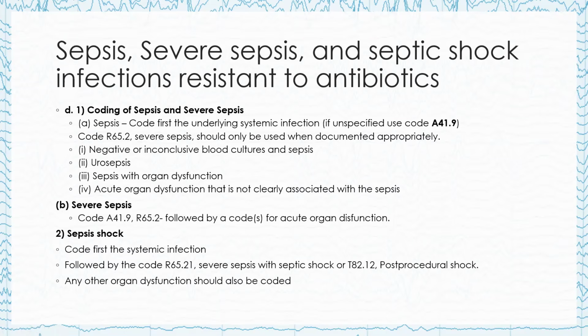And I will remind you on a couple occasions, but remember septic shock, your subcategory R65.2 codes cannot be coded as principal diagnoses. When we are sequencing severe sepsis, there are also rules that must be followed. Remember, the underlying systemic infection should be assigned as the principal diagnosis, followed by the R65.2 code as the secondary diagnosis.